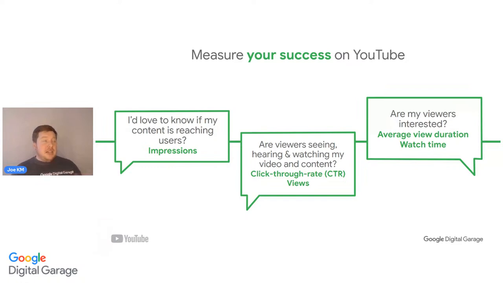Then once you've done this, have they clicked on the video to watch it? So are viewers seeing, hearing and watching my content and videos? That's called the click-through rate. So CTR, click-through rate. This is how many people have viewed it. But are my viewers interested? The average view duration. So how long are they interested?